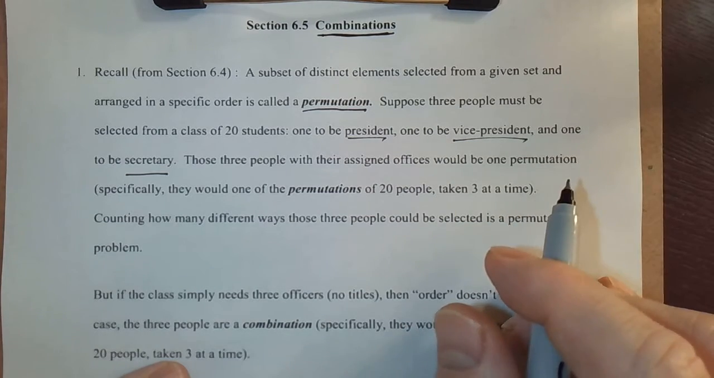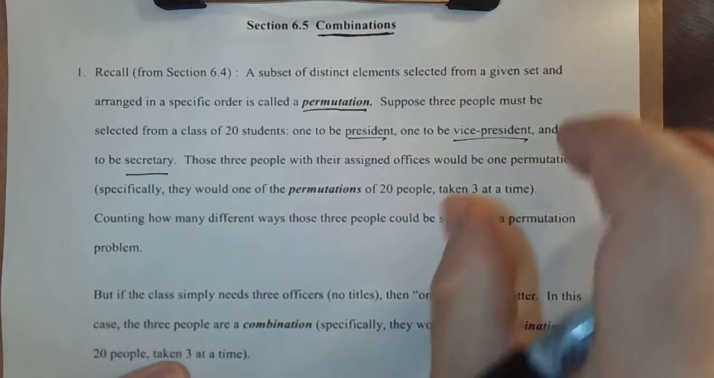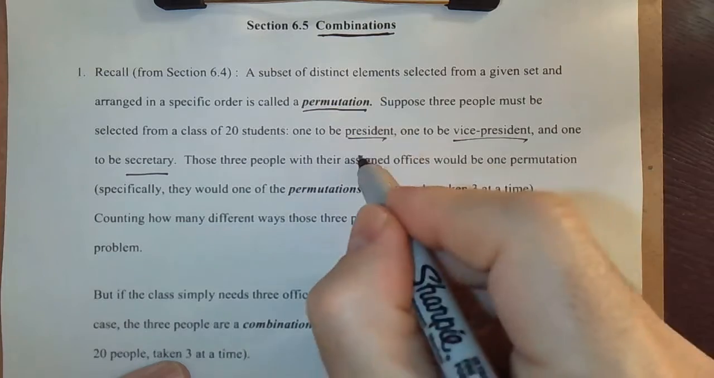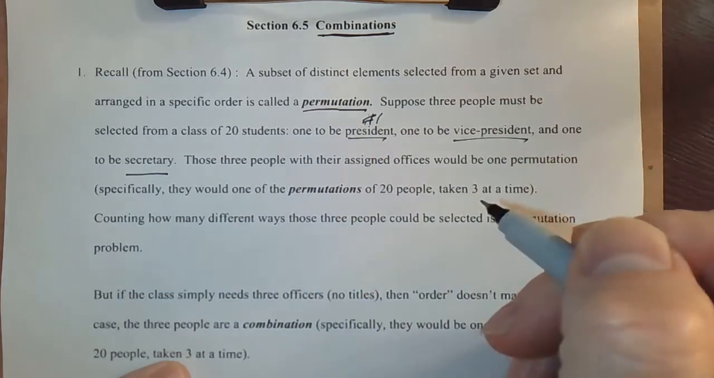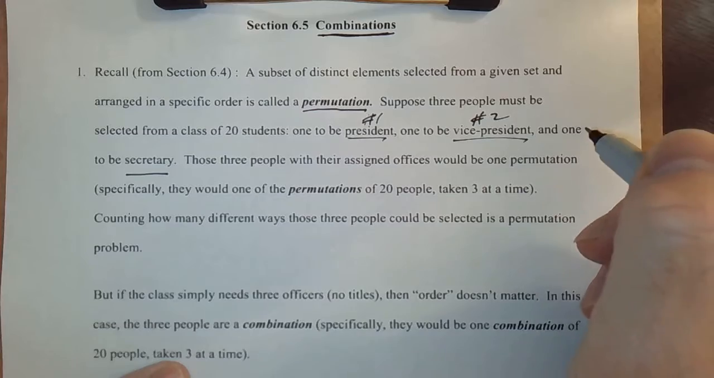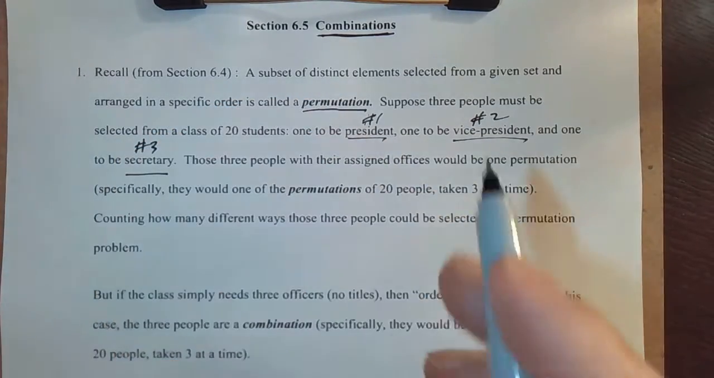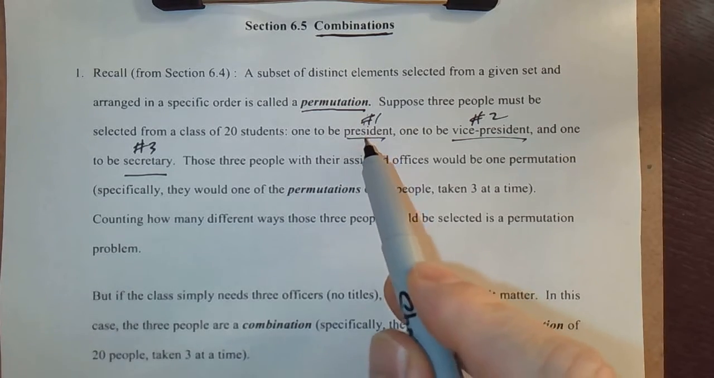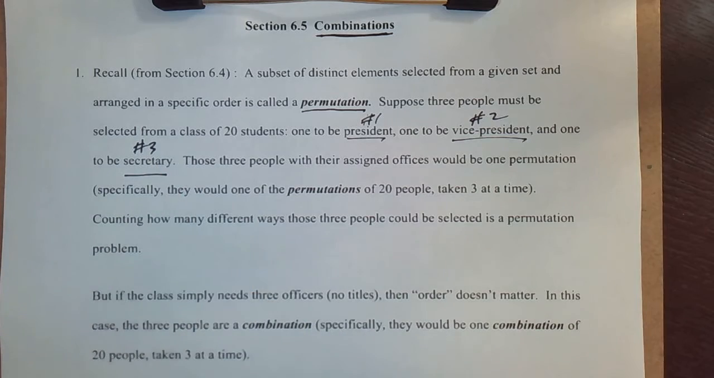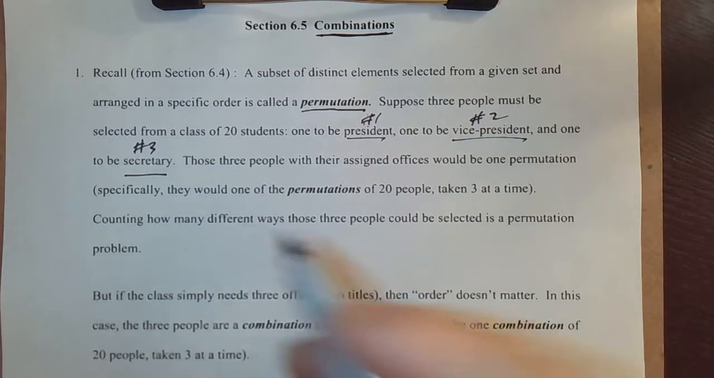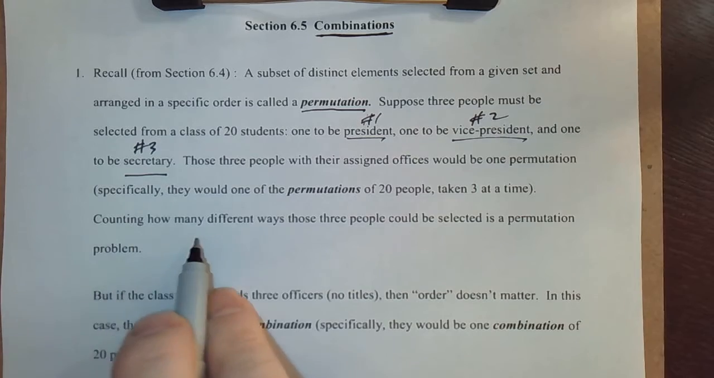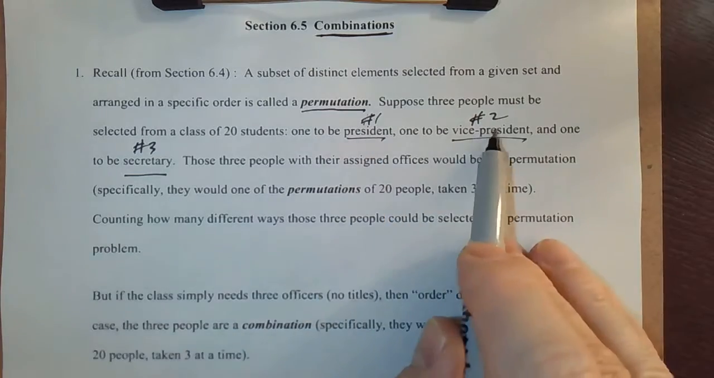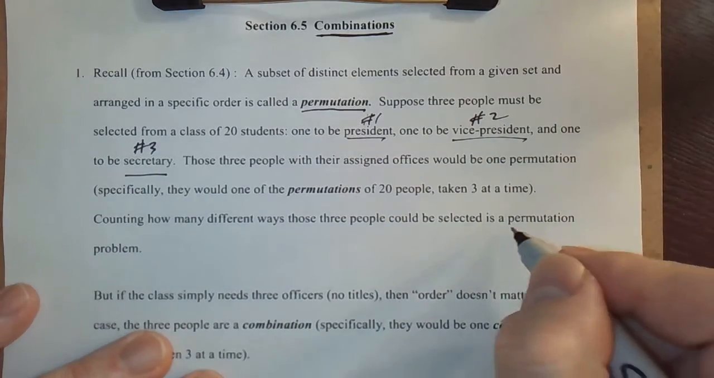So you had 20 in the group, 20 students, and not only are you just randomly choosing 3 people, but you're taking those 3 people and you're calling one the president. Maybe I'll call that number 1. And number 2, the vice president, and number 3, the secretary. It's similar to 20 people running a race, and one of them has to come in first, one of them has to come in second, one of them has to come in third. So counting how many different ways those 3 people could be selected and put into the positions of president, vice president, and secretary, that is a permutation problem.